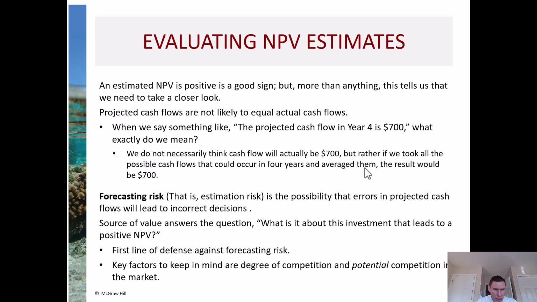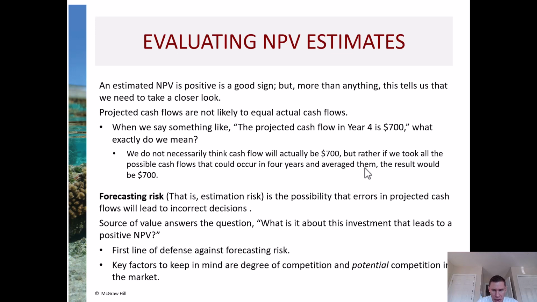So this is where we speak to forecasting risk. This idea of estimation risk, right? It's the possibility that errors in projected cash flows will lead to basically bad decisions. So the source of value answers the question, what is it about this investment that leads to a positive NPV? This is like the first line of defense against forecasting risk.